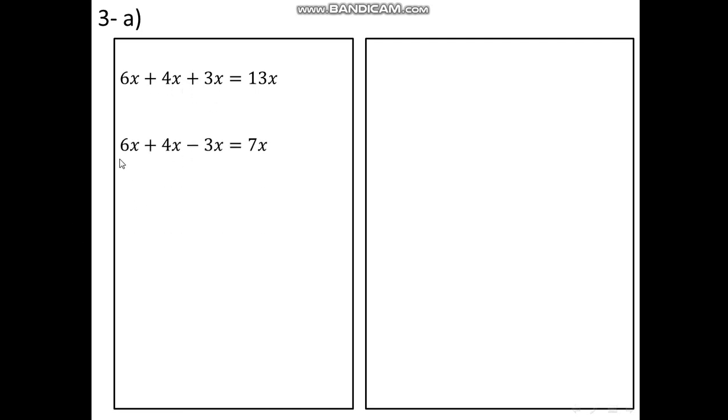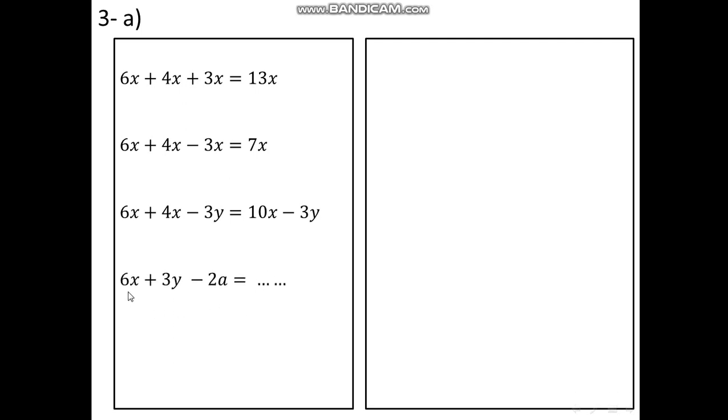For example, this one: 6x plus 4x minus 3x. Again, 6x plus 4x is 10x, and 10x minus 3x is 7x. What about this one? 6x plus 4x minus 3y. We have a term here, x. It looks like this term, but y doesn't look the same. So this term, I leave it alone. I don't play with it. I only calculate 6x plus 4x, which gives me 10x minus 3y. You don't play with the others, okay?